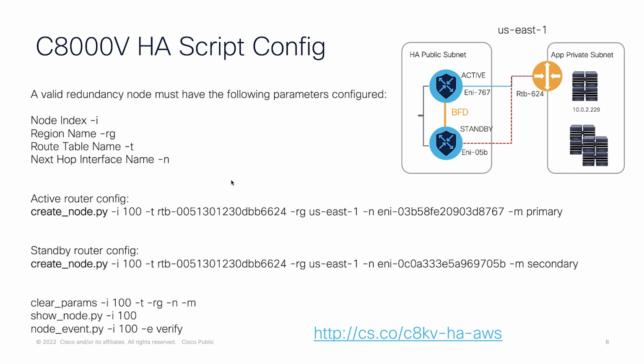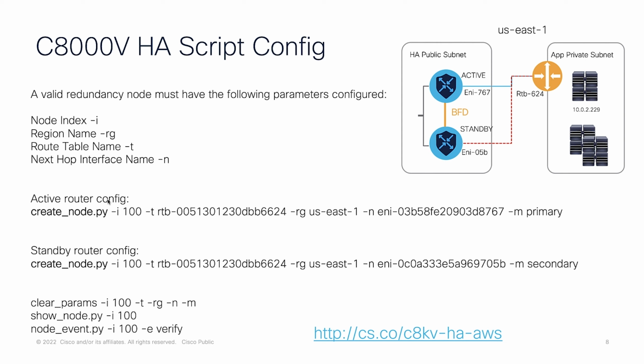Once we've configured the IAM role and attached it to our EC2 instances, we can run the HA script that we downloaded in the previous step. There are a few things that we're going to need in order to run the HA script: the node index, the region name, the route table name, and the next hop interface name. In this example, you can see the active and standby c8KV along with the interface that is attached to our route table 624.